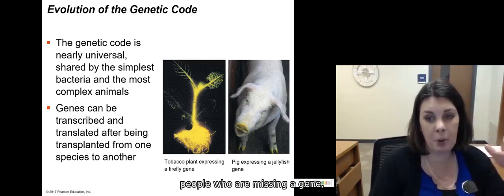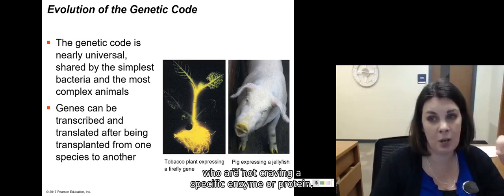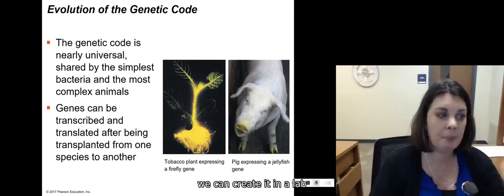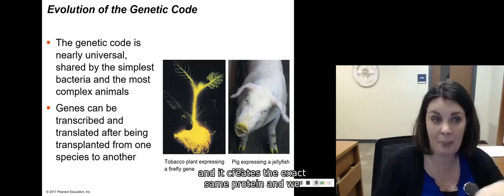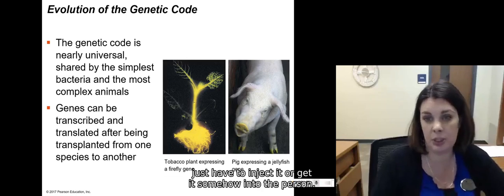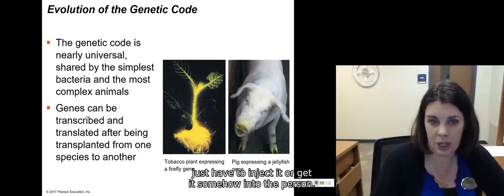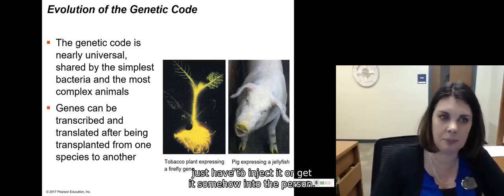We can create all kinds of treatments for people who are missing a gene, who are not creating a specific enzyme or protein. We can create it in a lab, and it creates the exact same protein, and we just have to then inject it or get it somehow into the person.